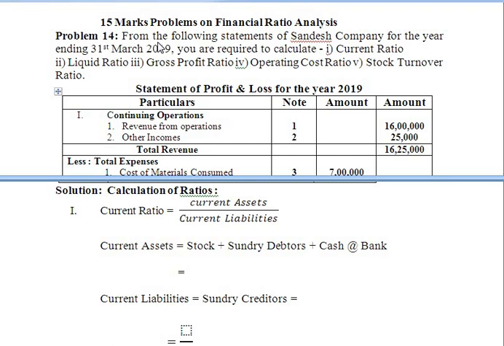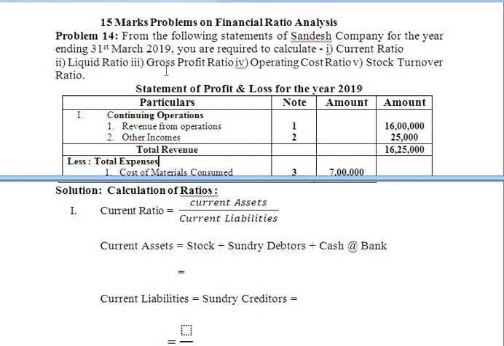From the following statements of Sandesh Company Limited for the year ending 31st March 2019, you are required to calculate current ratio, liquid ratio, gross profit ratio, operating cost ratio and stock turnover ratio.